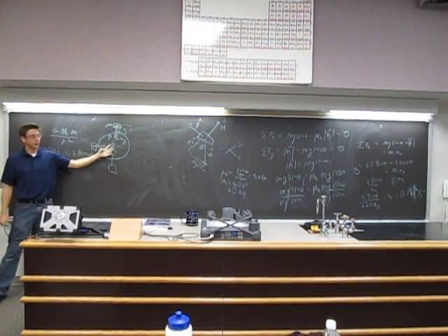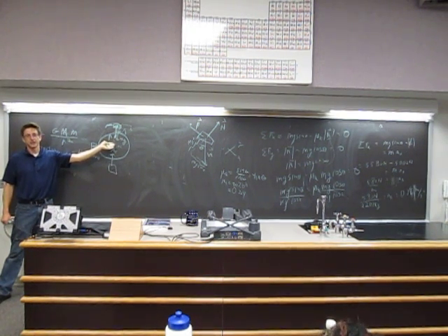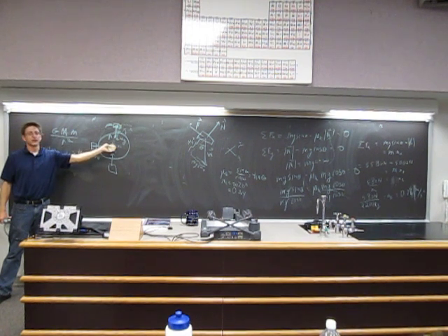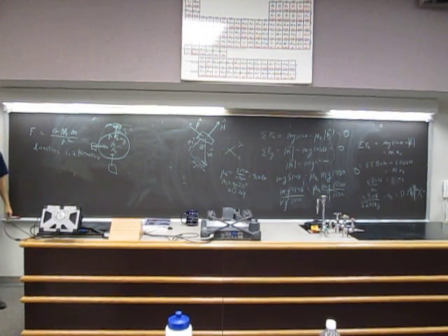And of course, there's Newton's third law, which says that for every action, there's an equal and opposite reaction. It means that the Earth is being pulled towards this mass as well. But it's so heavy that it's not accelerating much. All right, so this is called the universal law of gravitation.